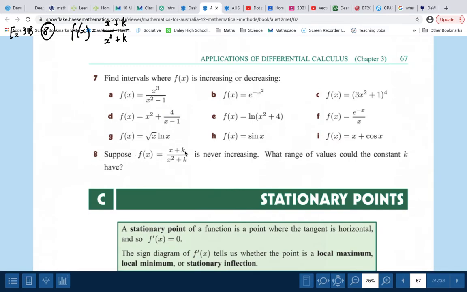It says f of x is (x plus k) divided by (x squared plus k), and it's never increasing. What does that mean? It means the function's never going uphill, never has a positive gradient. Hence, if I find the derivative, which would give me the gradient function, I would need to make k some number so that that derivative was always negative. And that's really all there is to it.